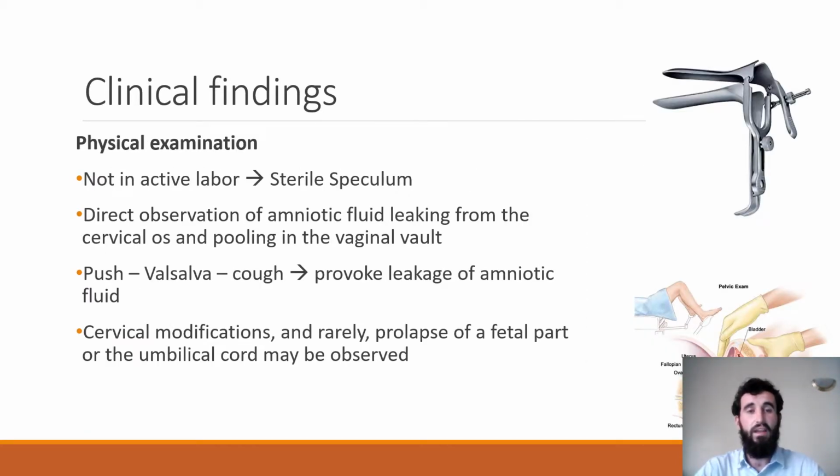In the physical examination, when the patient comes without having an active labor, we must do a sterile speculum. There we can see the amniotic fluid leaking from the cervical os, or also we can see a pooling in the vaginal posterior fornix. If we don't see clearly, we can ask the patient to push or to do a Valsalva or just to cough. And these maneuvers provoke the leakage of amniotic fluid. In these cases, we have the diagnosis made. It's pathognomonic of rupture of membranes.